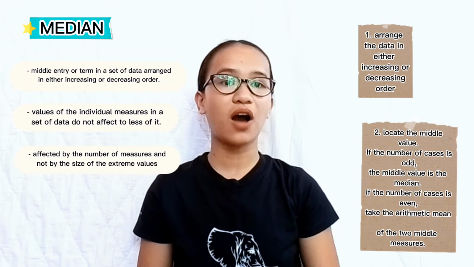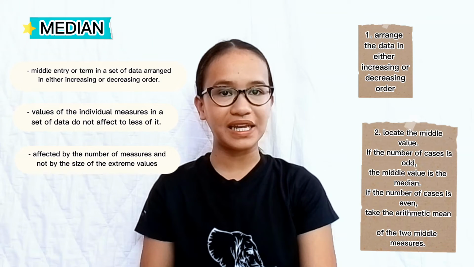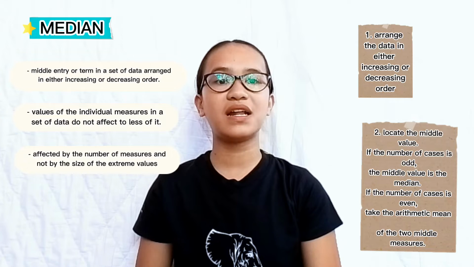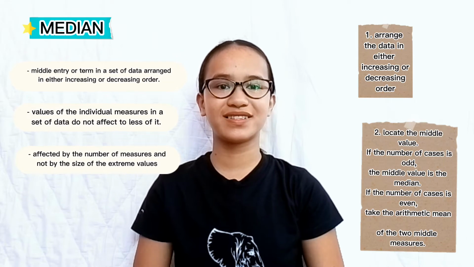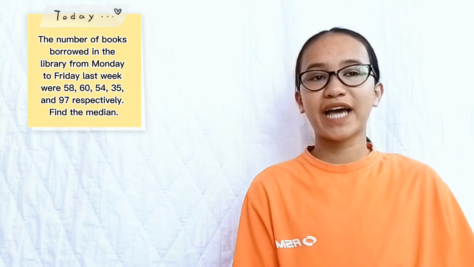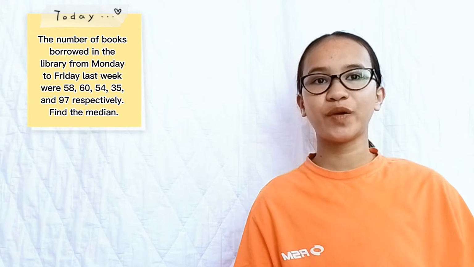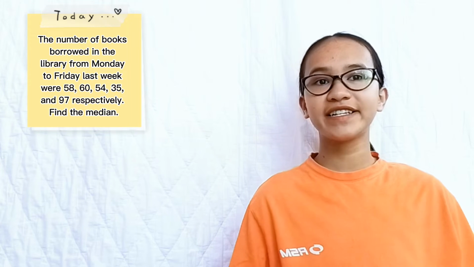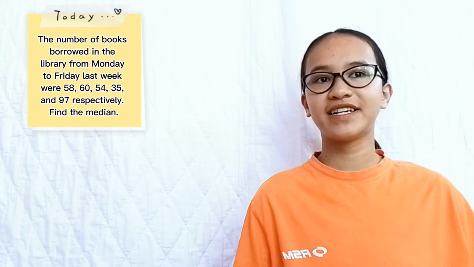If the number of cases is odd, the middle value is the median. If the number of cases is even, take the arithmetic mean of the two middle measures. For example, the number of books borrowed in the library from Monday to Friday last week were 58, 60, 54, 35, and 97 respectively. Find the median.